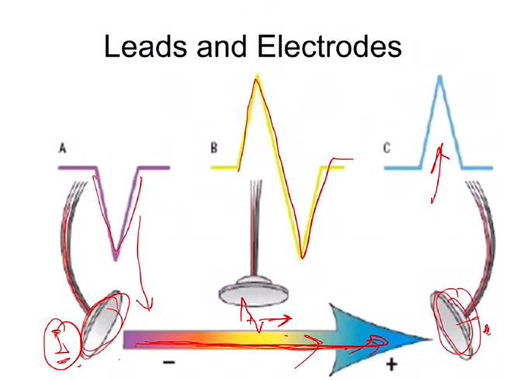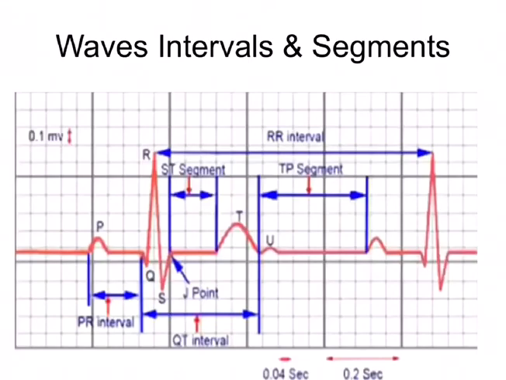Whenever a positive charge or a vector with the positive charge goes close to the lead, it gives a positive deflection. If the positive charge goes away from the lead, we get a negative deflection. And if any lead is placed perpendicular to the direction of this vector, we get an initial positive deflection, then a negative deflection. Let us discuss the waves, intervals, and segments.